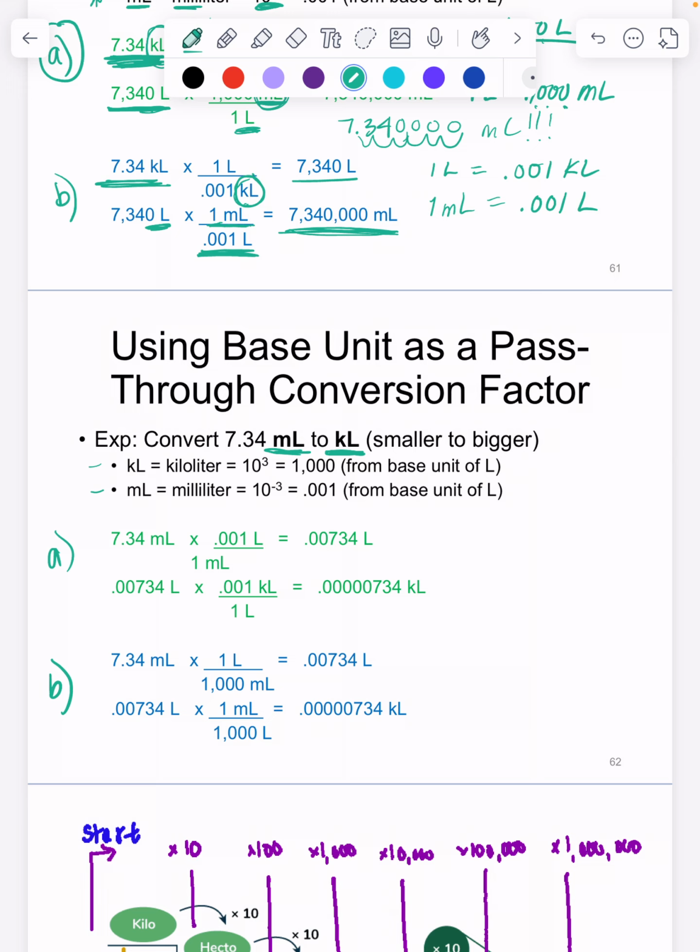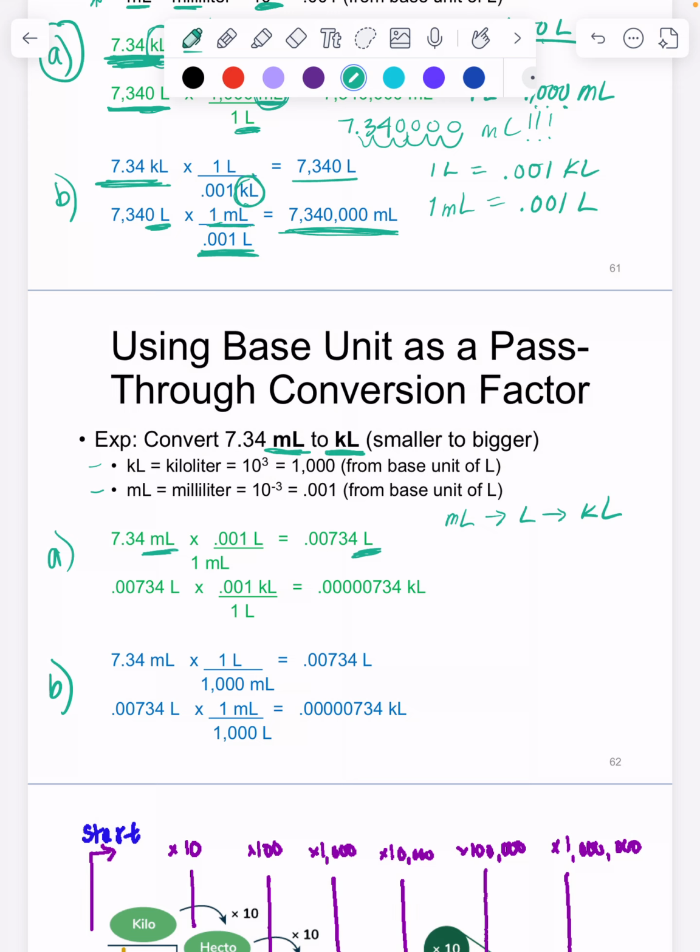Spooky, right? So I say, hey, my unit path is going to be, I'm going to go milliliters to liters to kiloliters. So I have to figure out equivalencies. In this case, right, I am starting with a smaller prefix, and I am moving left on my unit timeline to get to my base unit. So when I move left, it's kind of the equivalent of multiplying by something that's smaller than 1, right? We're trying to make the original amount smaller.